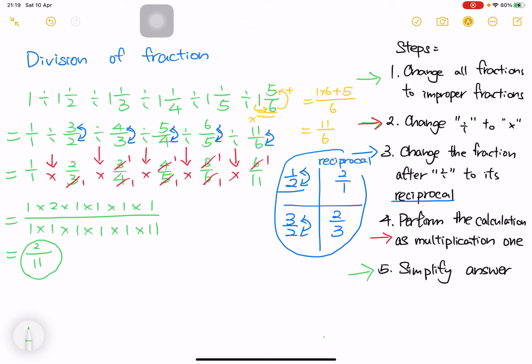So that's how we did the division of fractions. I hope that you will know the steps and the skills in doing division of fraction questions.